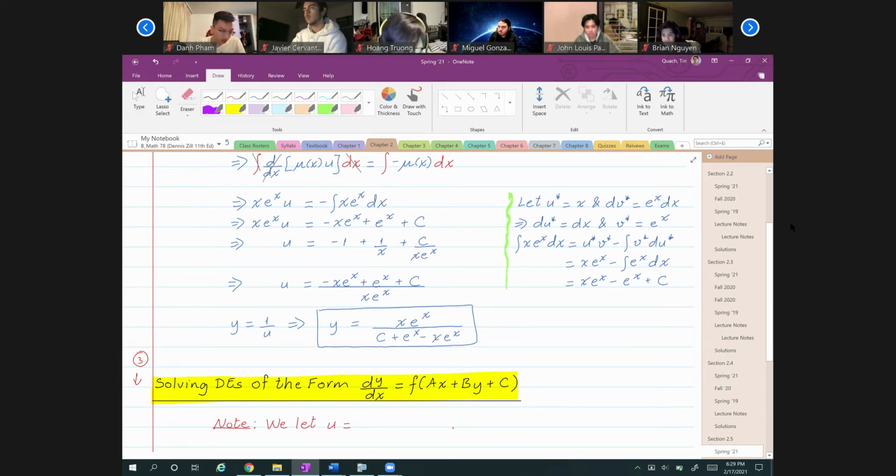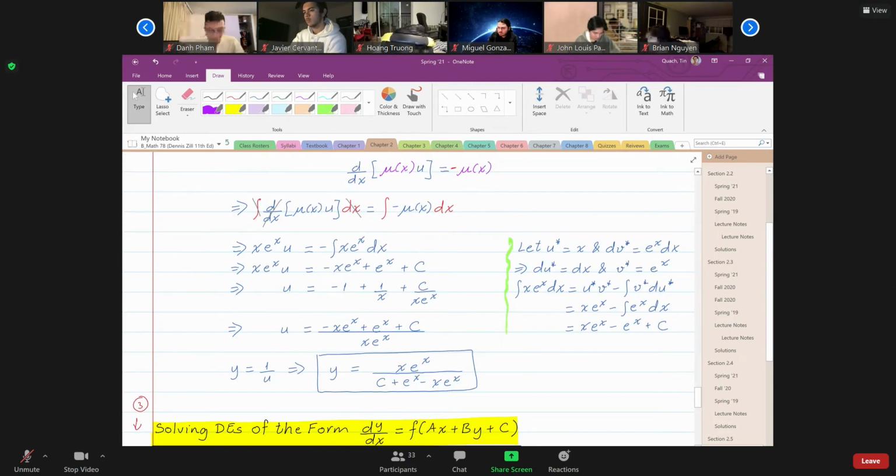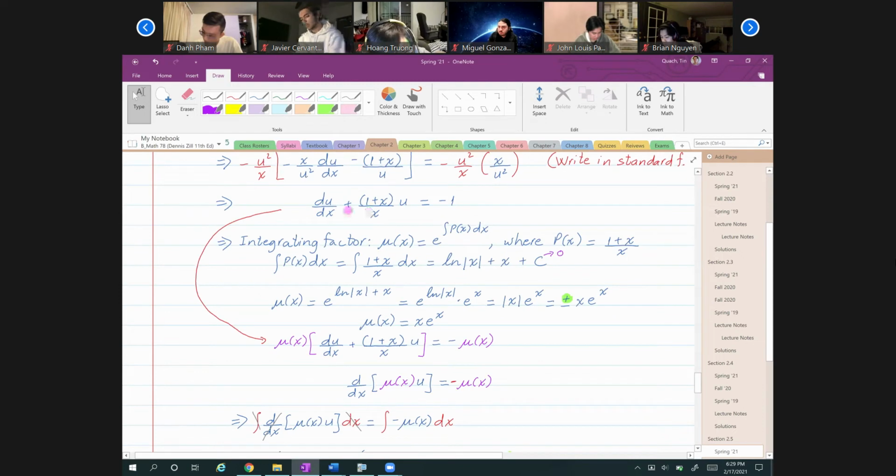So again, if you made an appropriate substitution, then that would lead you to an easier differential equation for you to solve. In this case, it led to a differential equation in standard form, and then we used an integrating factor to solve. Okay. All right.